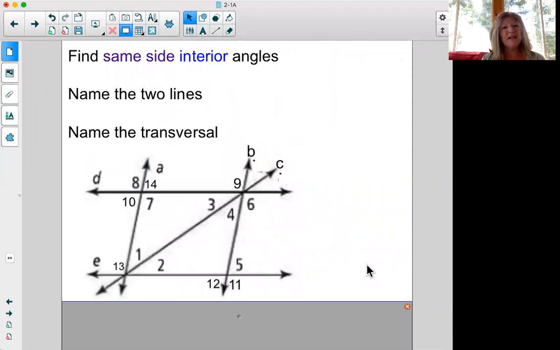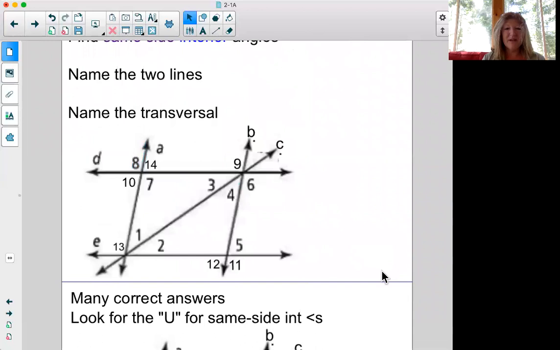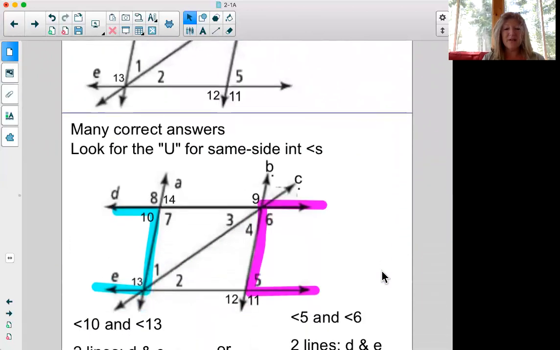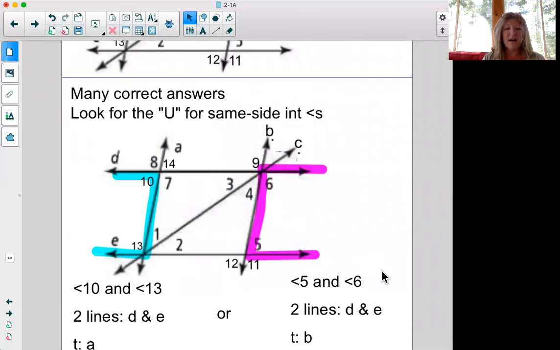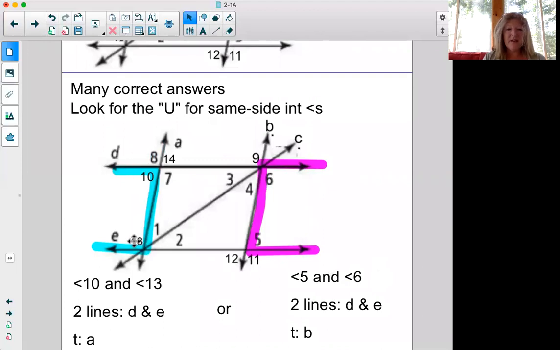Find some same side interior angles. There are lots of correct answers. You're looking for U's with same side interior. You could have said angles 10 and 13 with two lines D and E and transversal A, or you could have said angles 5 and 6 are same side interior with two lines D and E and transversal B.